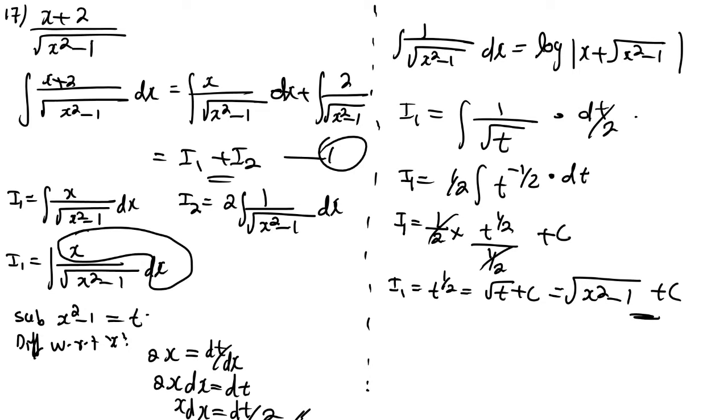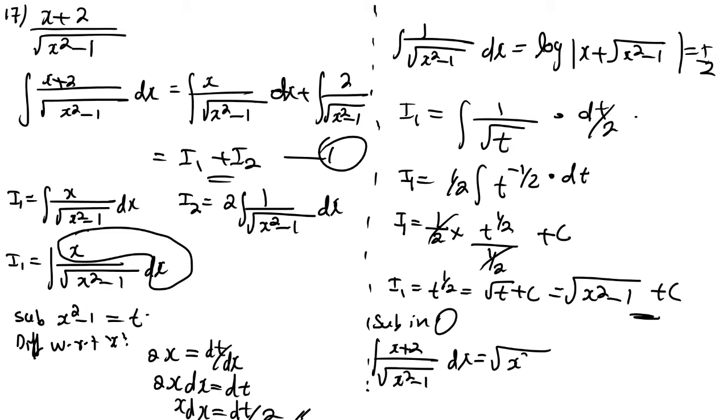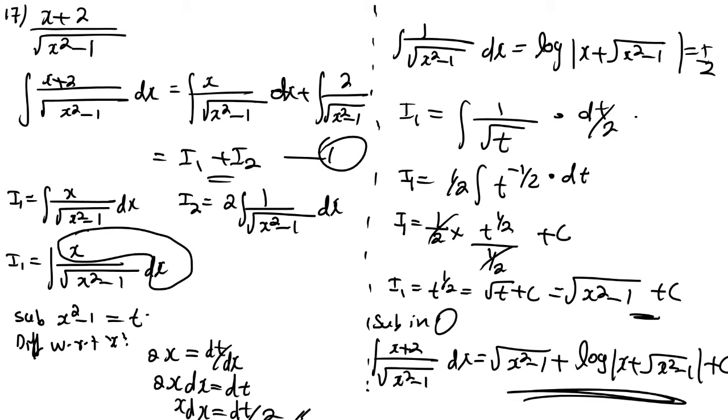Now see, we have I1 and I2 values. So substituting I1 and I2 in equation 1, integration of x plus 2 divided by square root of x square minus 1 into dx is equal to I1 value, which is square root of x square minus 1, plus I2 value. What is I2 value? I2 value is log of mod x plus square root of x square minus 1 plus c. Okay, it's an integration value.